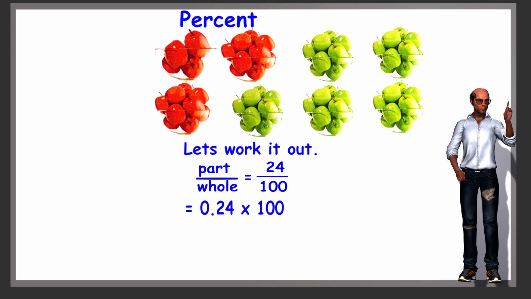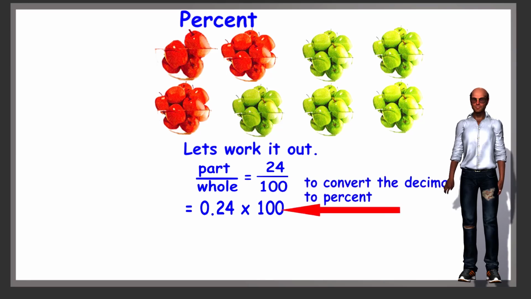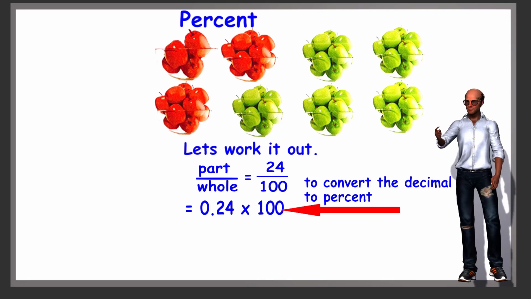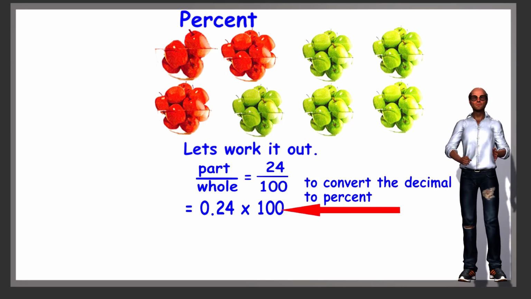Step 2, once we have divided the amount of parts by the whole number we will get a decimal. In our example the decimal is 0.24. To make the decimal a percent we need to multiply by 100. And we get our answer, namely 24%.